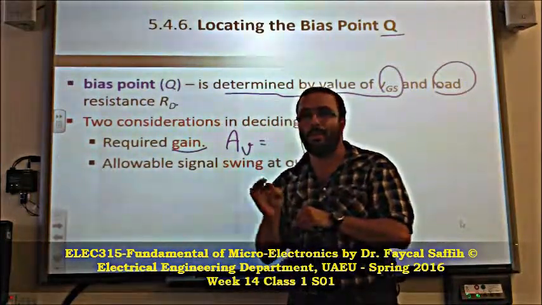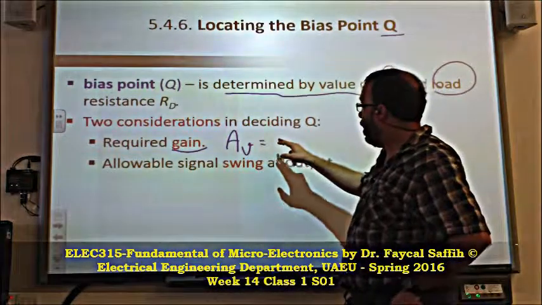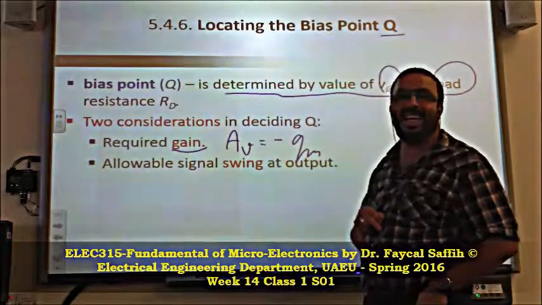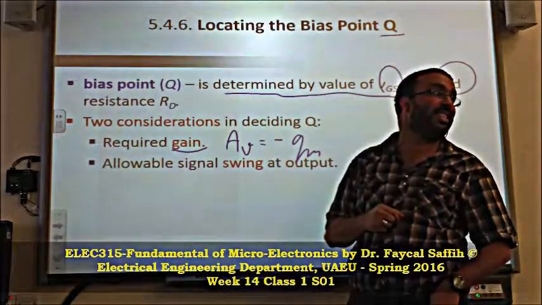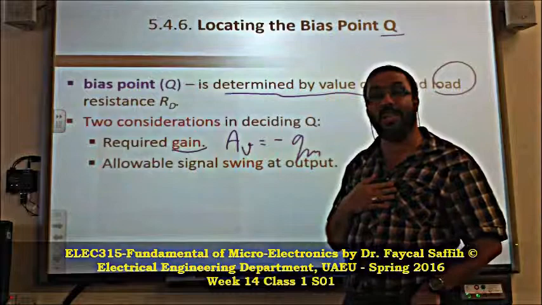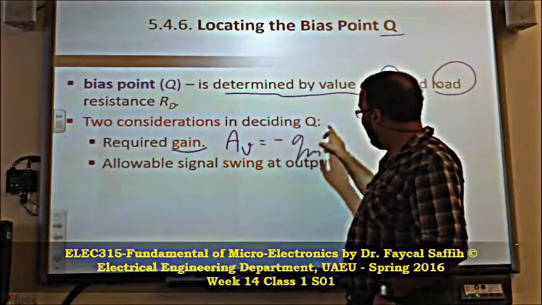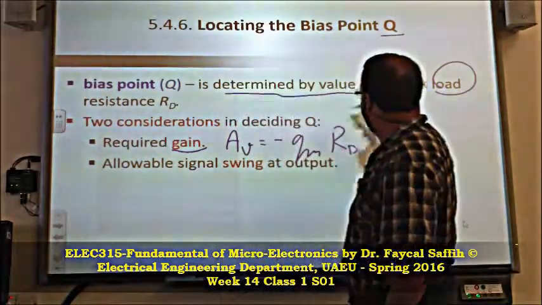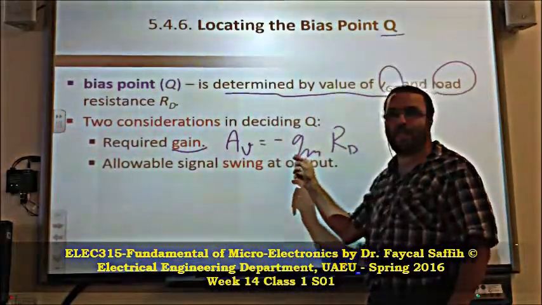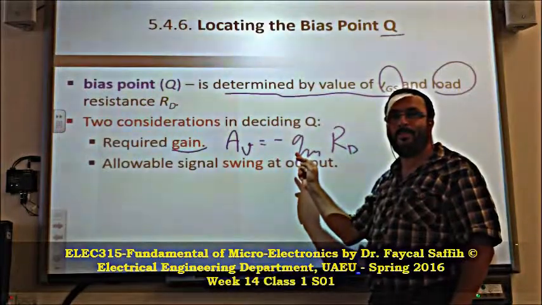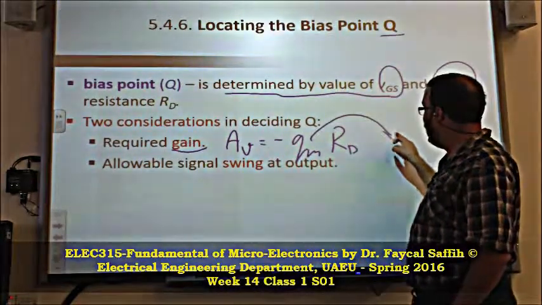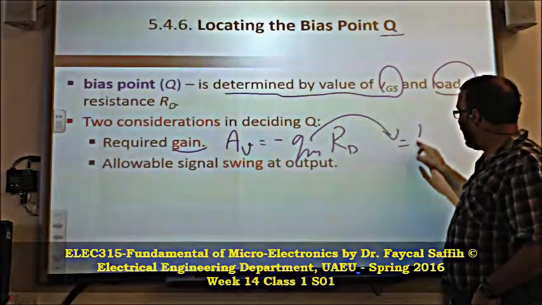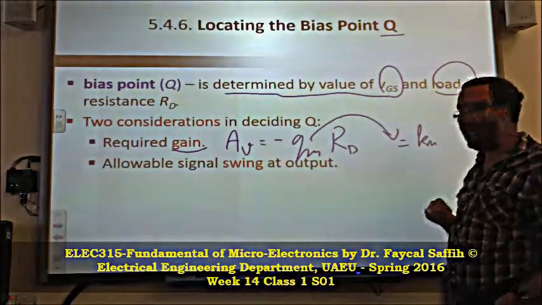But that's the point. The formula is very simple. It is minus, remember? Minus GM, and then? Minus GM what? RD. Okay, what is Q? Is it in RD or is it in GM? It's actually in GM. Why? Because GM is equal to what, Bilal, just now? KN, which is a constant, yes or no?